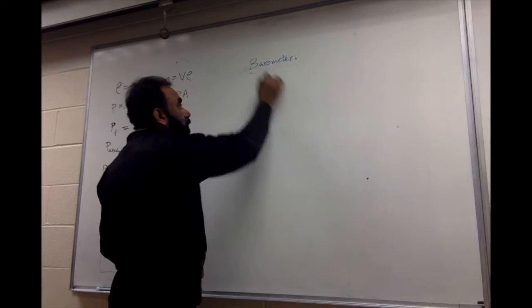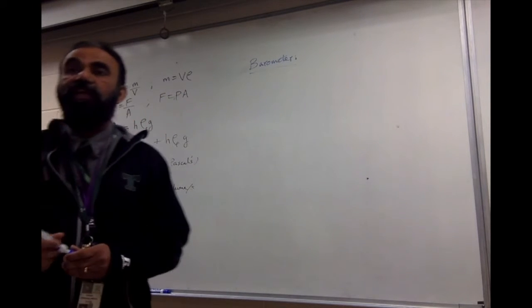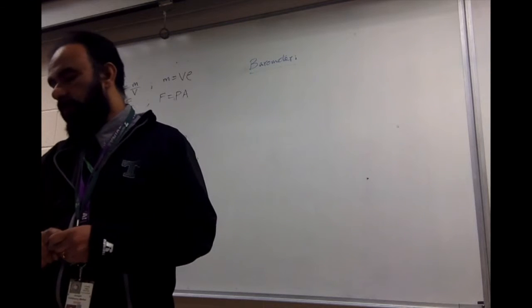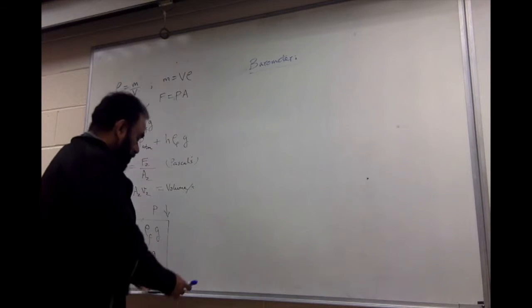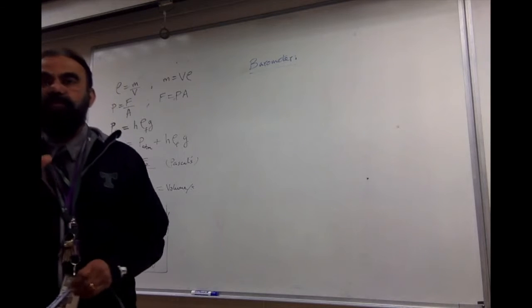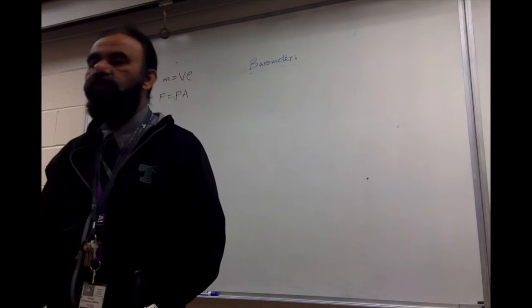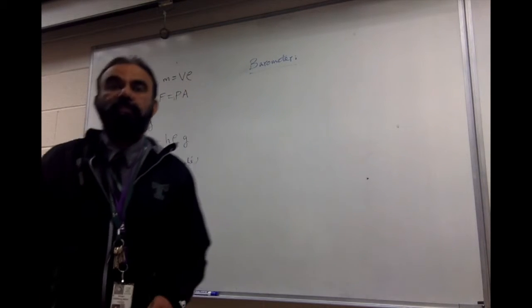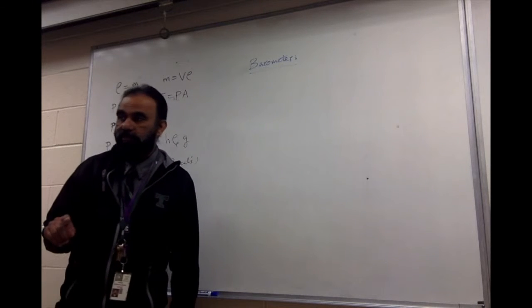Write all the stuff down. A barometer is an instrument that reads the atmospheric pressure. Now there are two kinds of barometers, mainly two types. One is an aneroid barometer, which is analog.